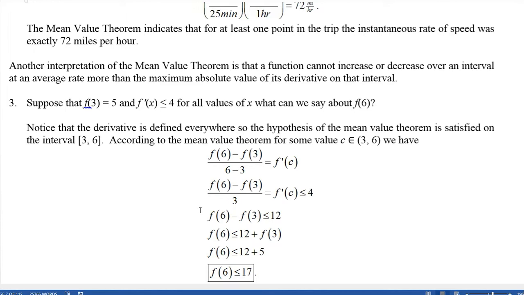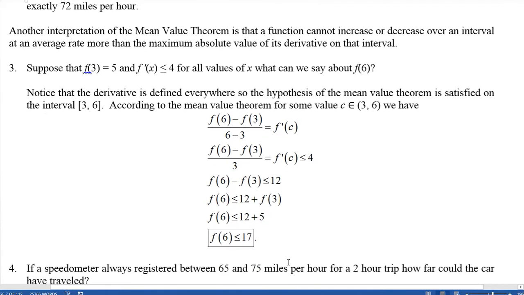If it was bigger than 17, then there would not be a place in between where the slope of the tangent line would equal the slope of the secant line, and so it would violate the mean value theorem. That's not possible. So f of 6 has to be less than or equal to 17. Okay, here's a similar problem. See if you can do this one now.